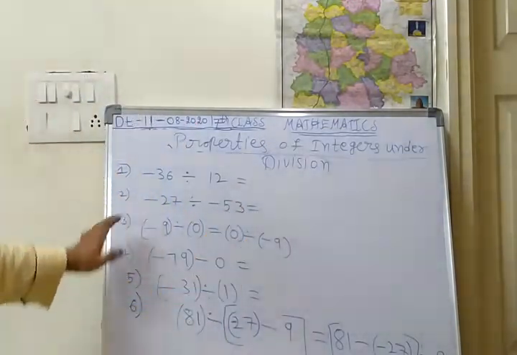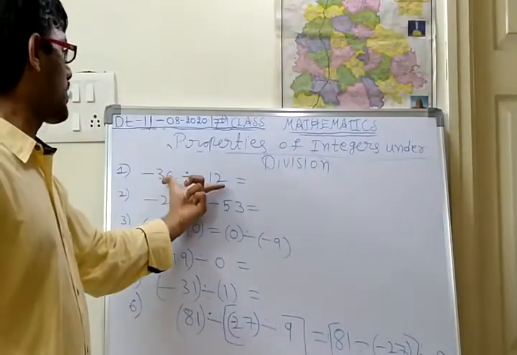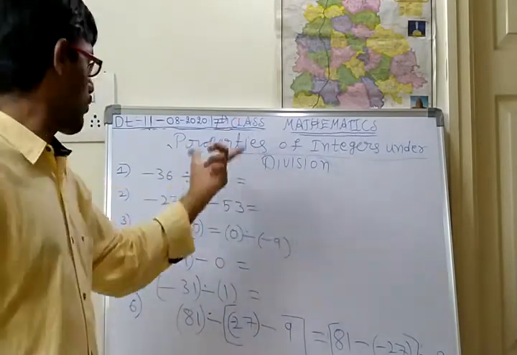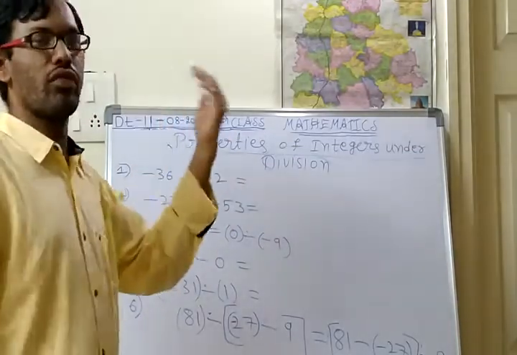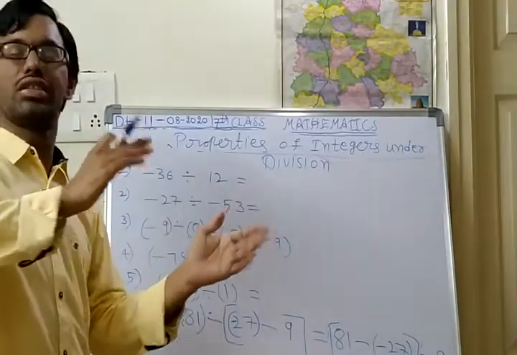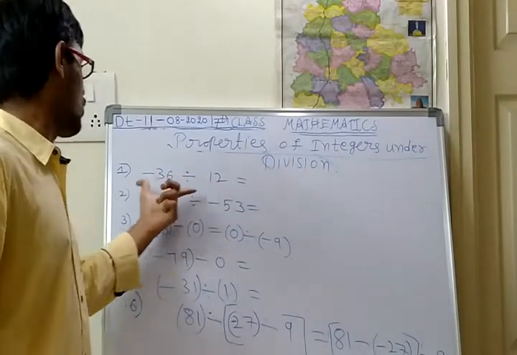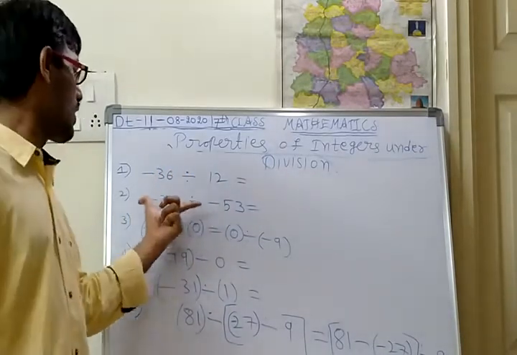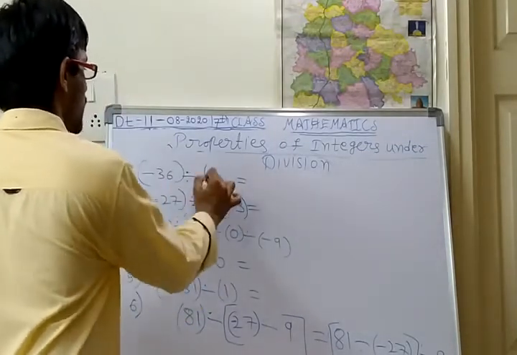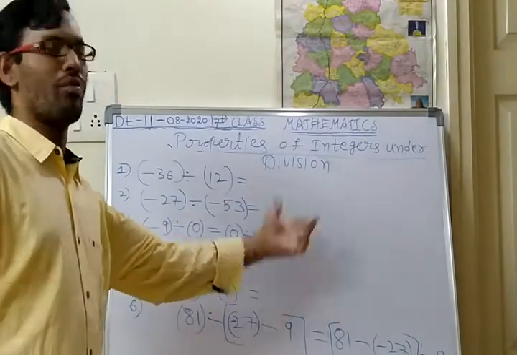Okay, these are the 6 problems under properties of integers under division. So minus 36 divided by 12. Try to do it. For the closure property I told you there are 50-50 chances. Some problems may divide, some may not divide, and may not give an integer. So like this you try to solve these problems. Second one is minus 27 divided by minus 53. Next, third one, minus 9 divided by 0 is equal to 0 divided by minus 9.